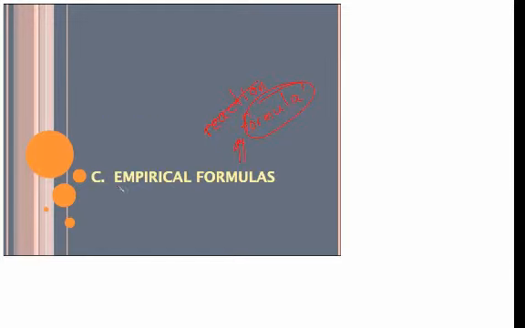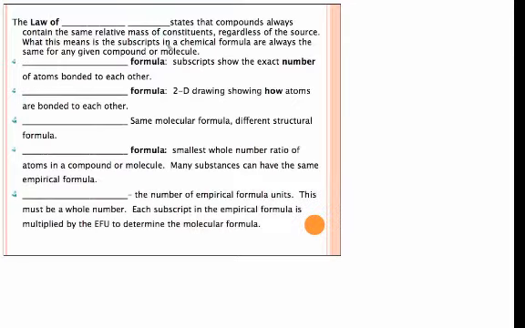Now, empirical means experimental. So what we're going to be looking at is substances where we determine those coefficients experimentally. That's what empirical means. So let's take a look at the steps and we'll at least introduce this concept.